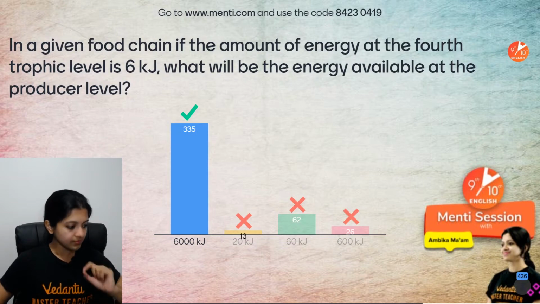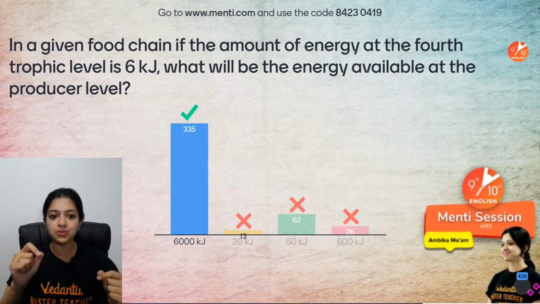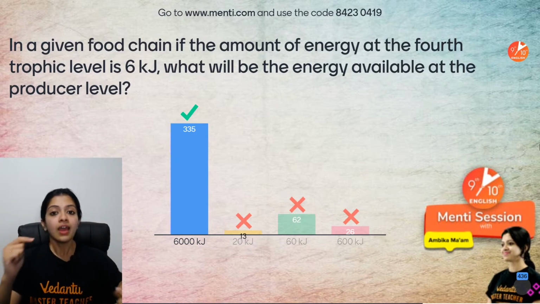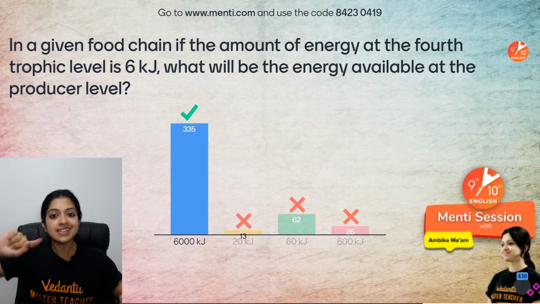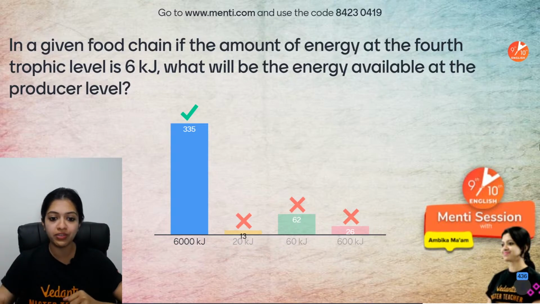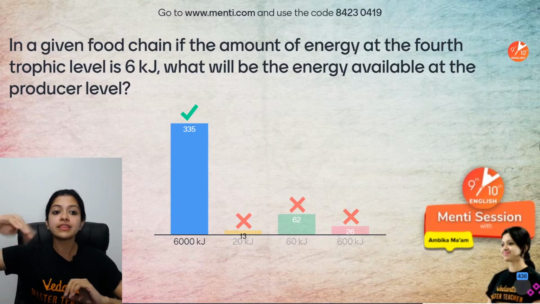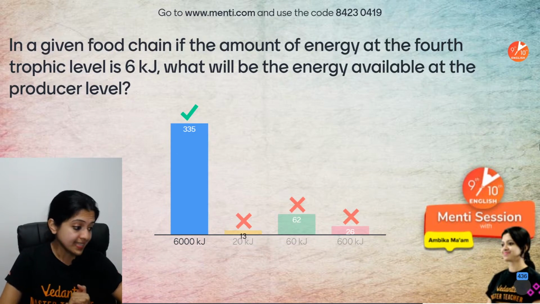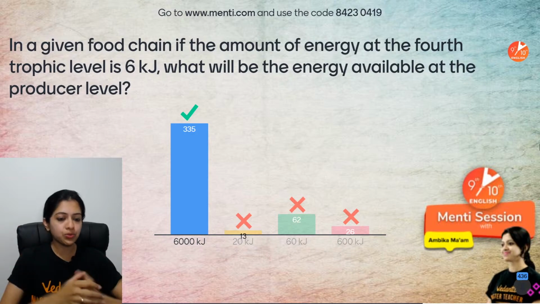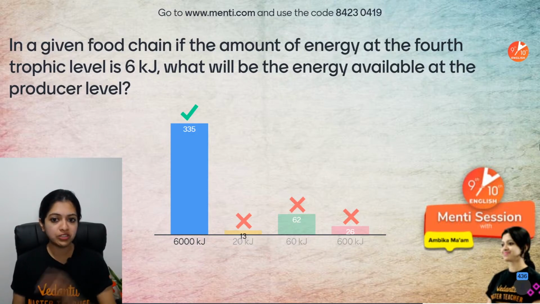Exactly. So if the producer level has 6,000, the next one, which is the primary consumer level, would have 600. The secondary consumer level, which is the third trophic level, would have 60. And the fourth trophic level would have 6 kilojoules of energy. Yes, exactly, so it reduces. So I have given you the lowest, which is at the fourth trophic level.